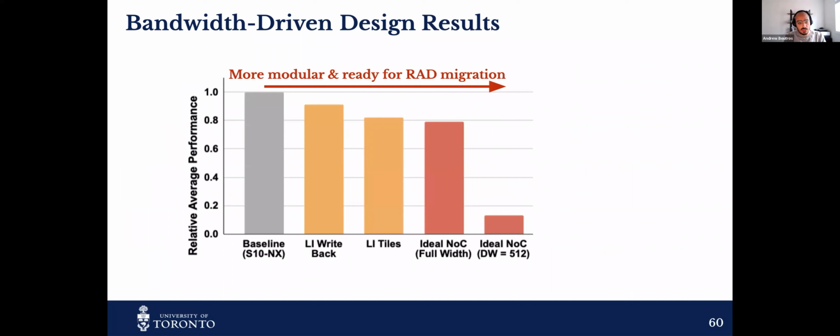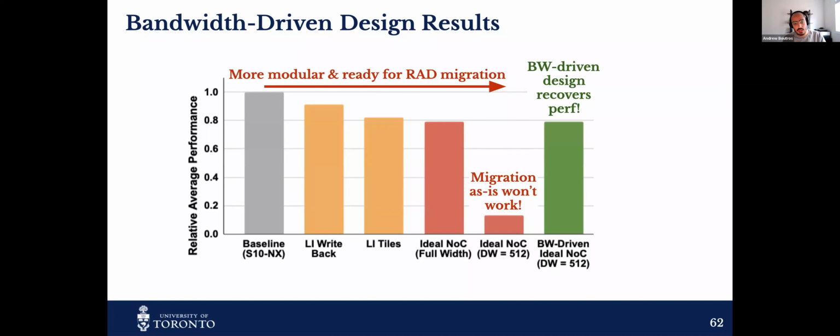We try to make the NPU more modular and ready for migrating into a RAD, and we start losing performance. At this point, when we limit the interface, we realize that migration of the application as is from an FPGA to a RAD will not work. Then we do the bandwidth-driven design approach to restructure the application and distribute it into finer granularity modules and hook it up to different communication interfaces. So we regain a lot of this performance.